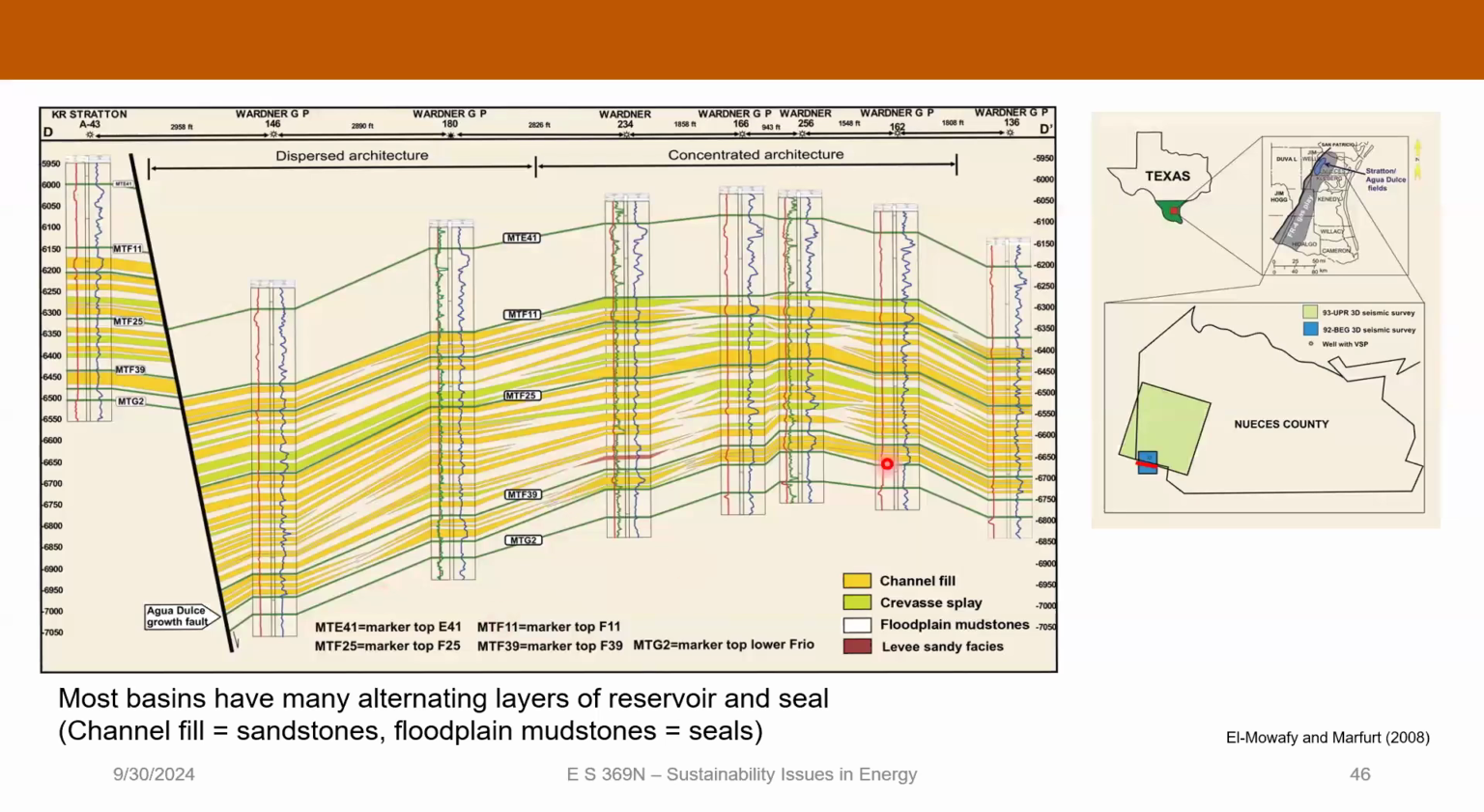And so this actually would probably be a good injection target because you've got multiple stacked layers of reservoir quality rock, and they're capped by a big, thick seal sequence. So these are the types of things you want to look for.